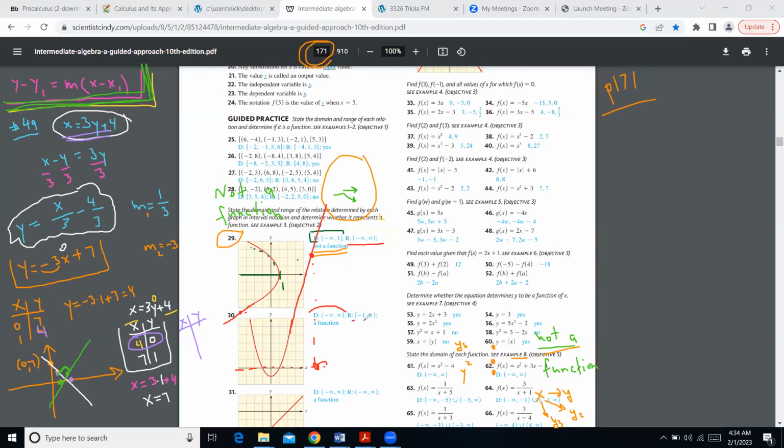And then for the range, I start with 1. Why do I start with 1? Because the range is always on the y-axis, remember? Notice that the lowest point on my parabola sits at 1 on the y-axis, and everything else goes up higher. So from 1 to infinity, we have the various y coordinates of possible points on the parabola.